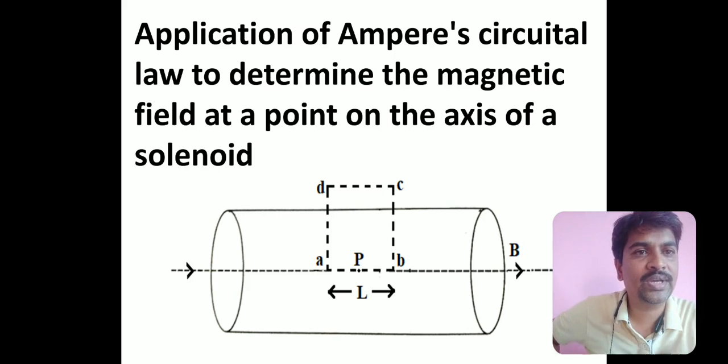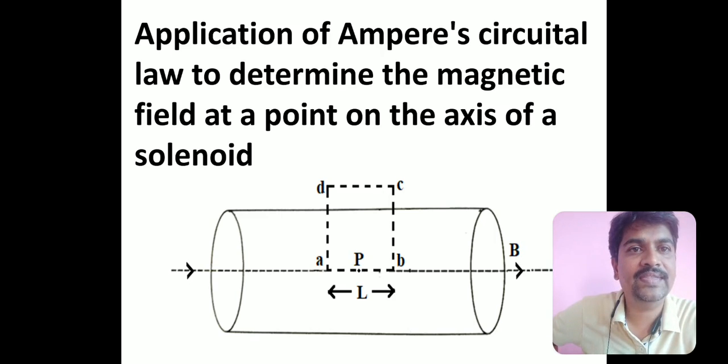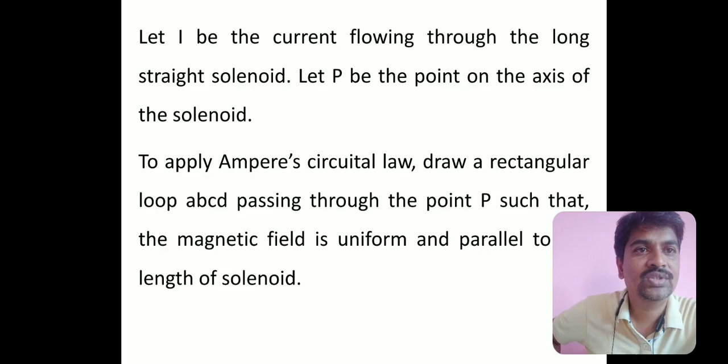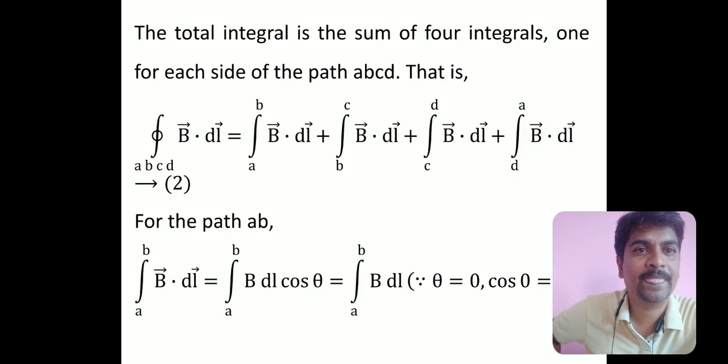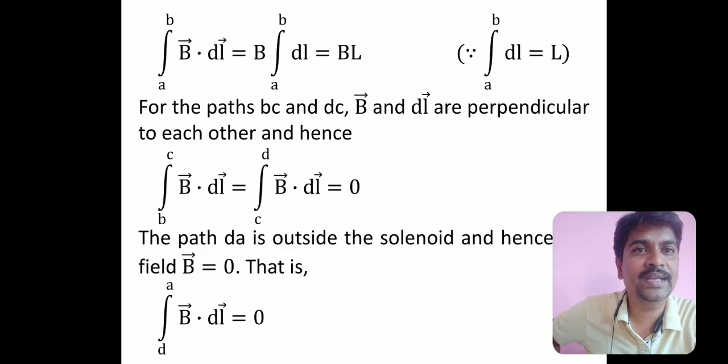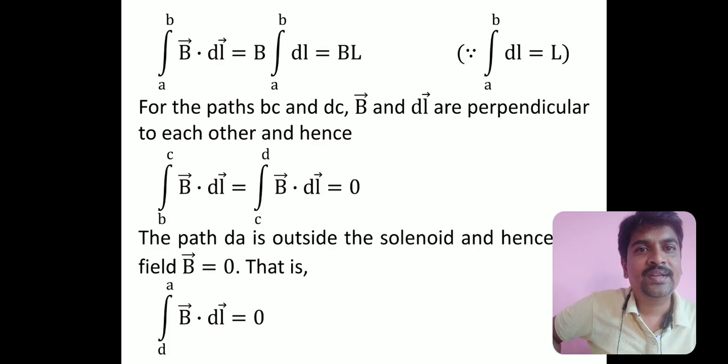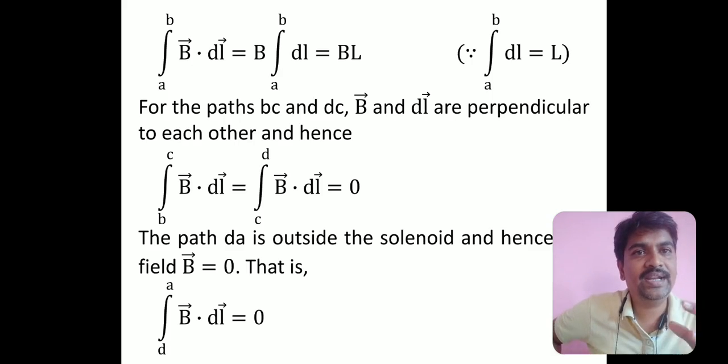You observe this diagram carefully. The magnetic field B and the lengths BC and AD are both perpendicular, where theta is 90. Theta is 90 for these two cases. So cos 90 is 0. Therefore you will get the line integral of B dot dl as 0 for these two cases, one from B to C and another from D to A.